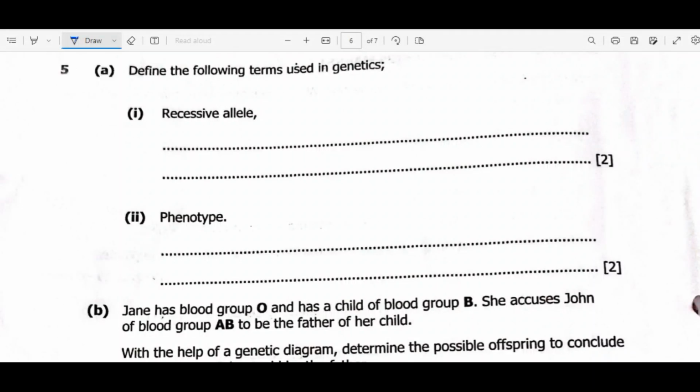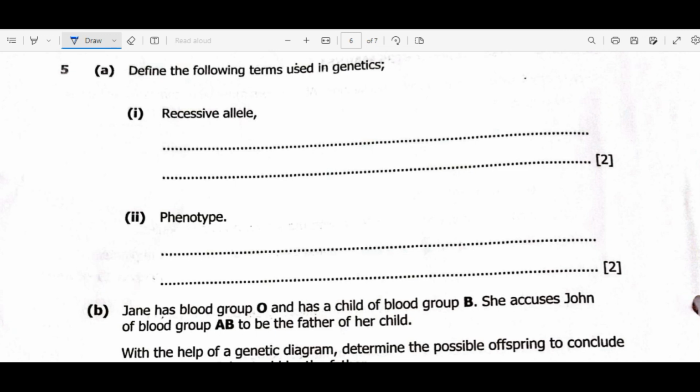Welcome guys. In this lesson we are just going to look at question 5, the last question from section A of biology paper 2 for the year 2023 for the internals. Now this question is under genetics, so we have question 5a: define the following terms used in genetics.